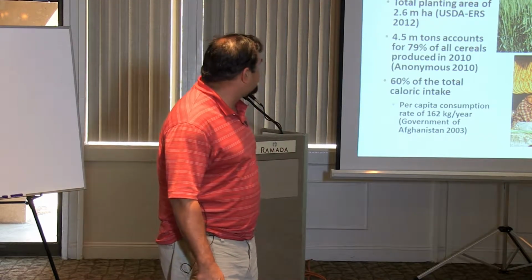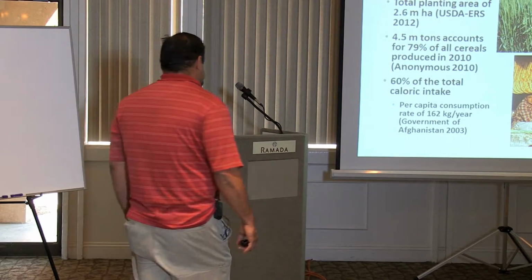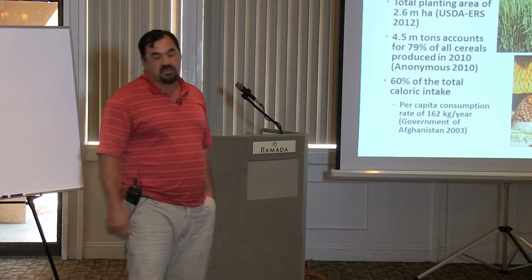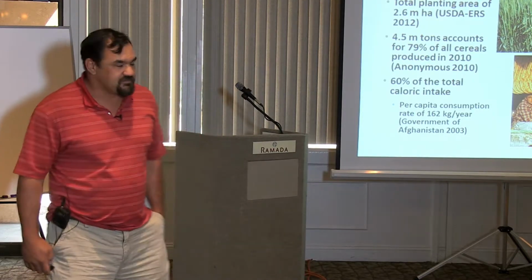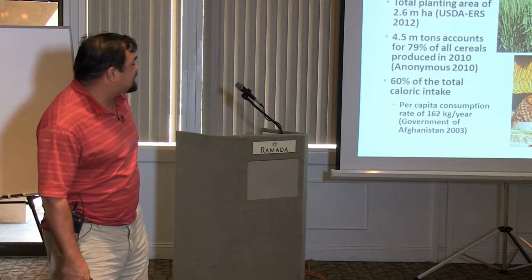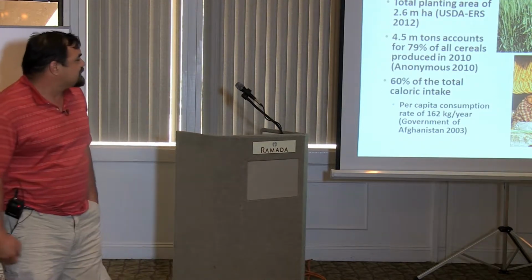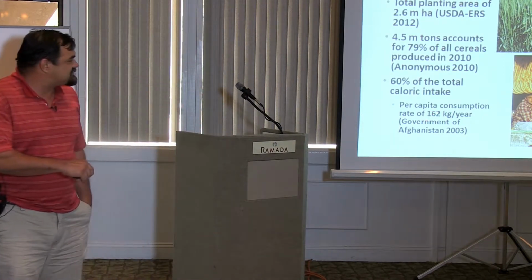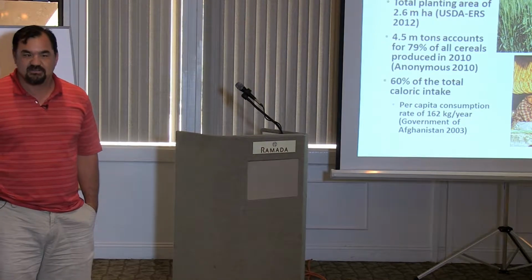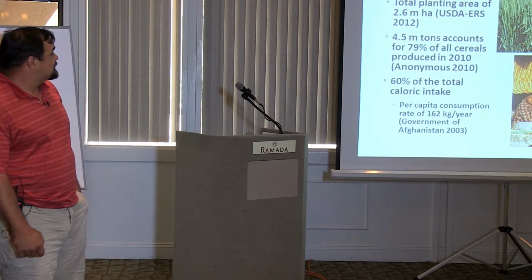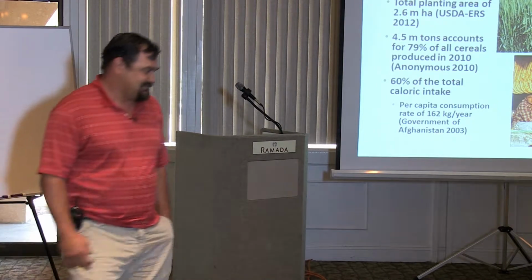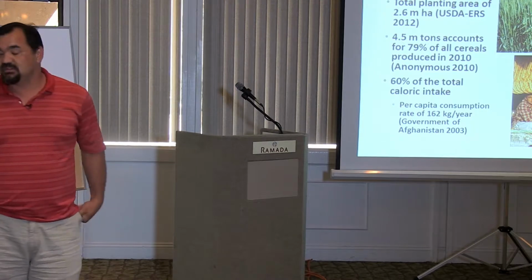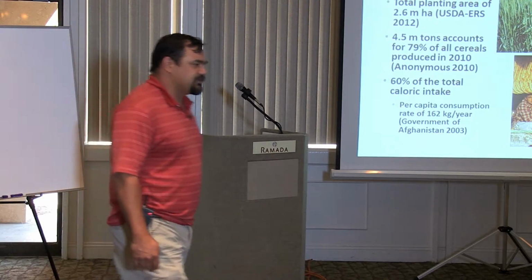It accounts for 4.5 metric tons, or 79% of all cereals produced in 2010. So you're talking about a main source of food. 60% of the total caloric intake comes from wheat. And so if you want to break it down, per capita, the consumption rate is about 162 kilograms per year. Yes? 79% of all cereals produced in Afghanistan. Oh, okay. Yes. So in terms of its total value, it's really important.